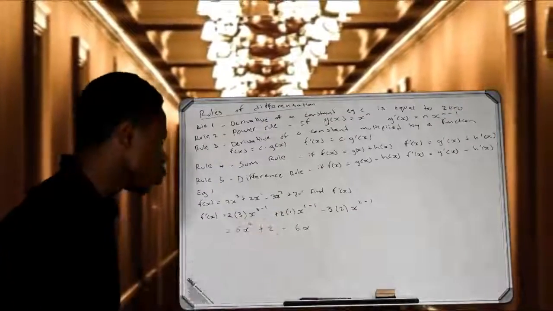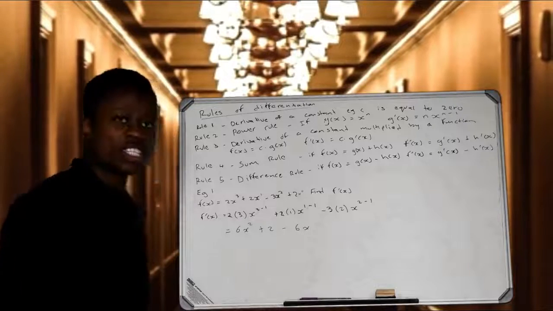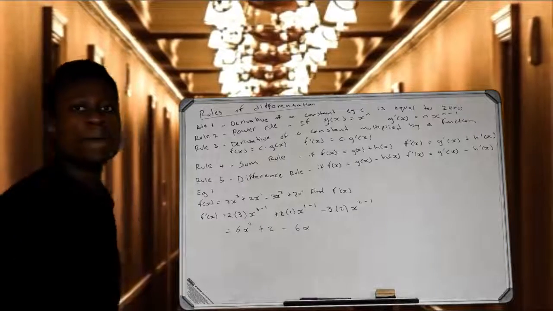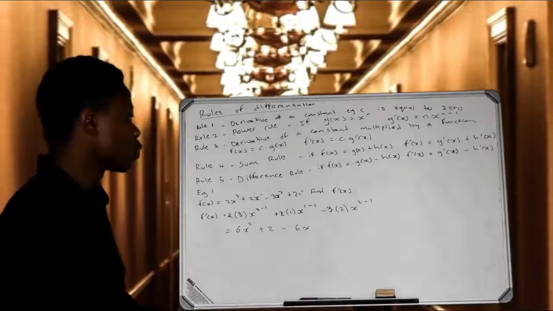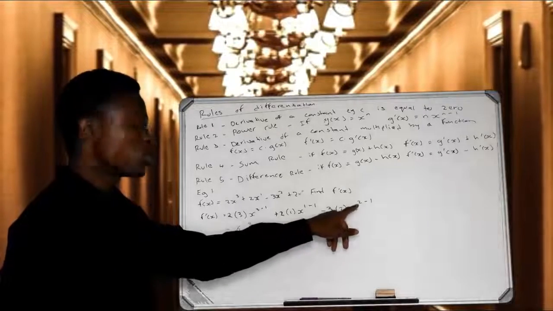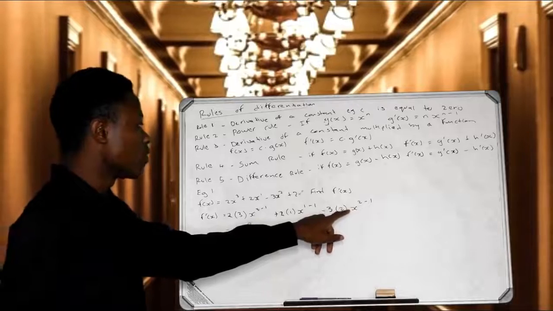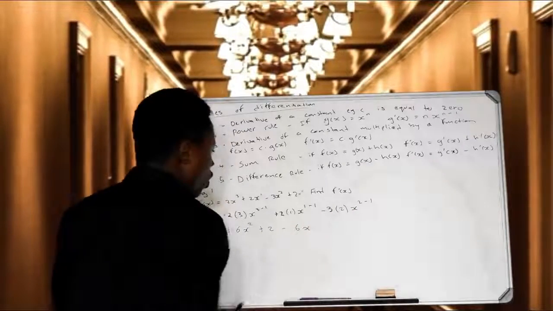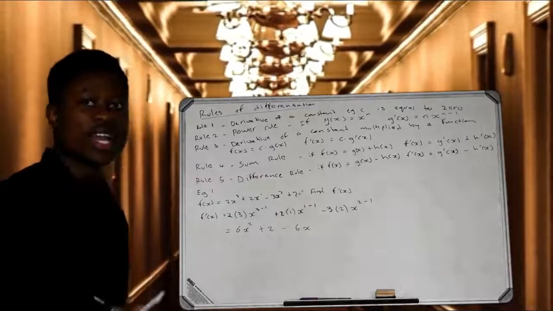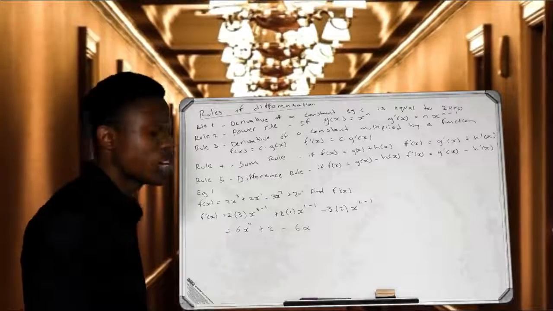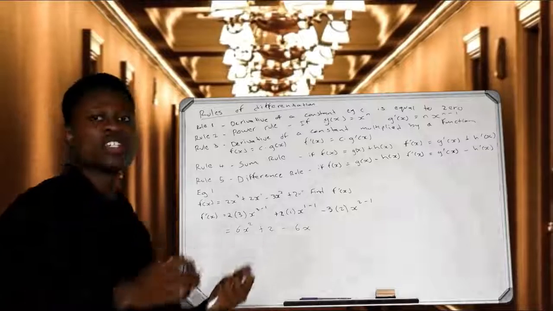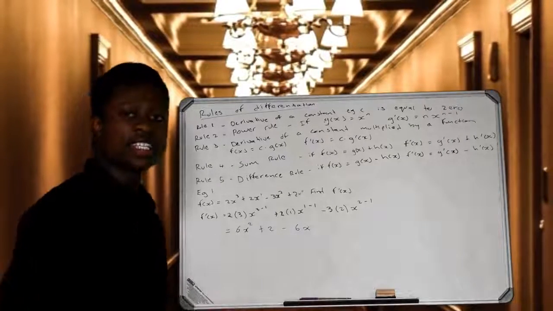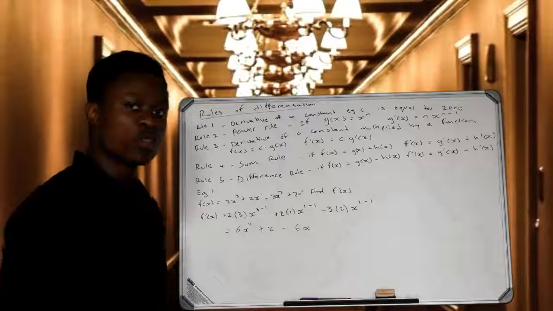1, which is 2. And the last one is negative 3 times 2, which is 6. And x to the power of 2 minus 1. What does 2 minus 1 give me? It gives me 1. So this is x to the power of 1. But I don't have to write x to the power of 1 because that's not necessary. We already know that and we assume that. So that's basically it. That's the example on the rules of differentiation.